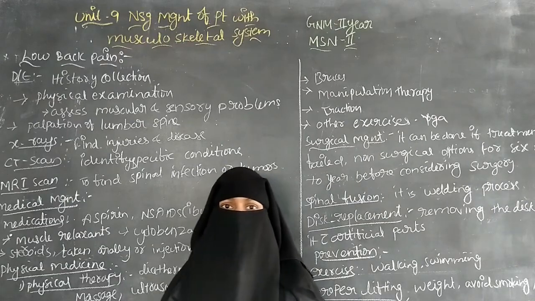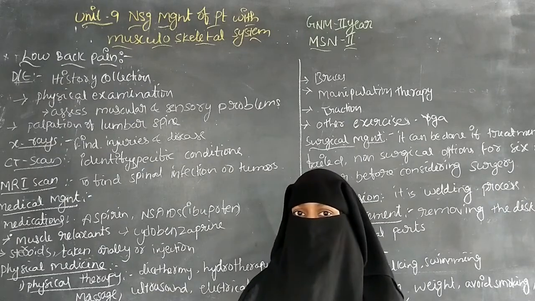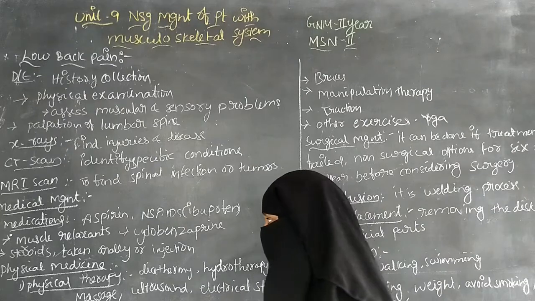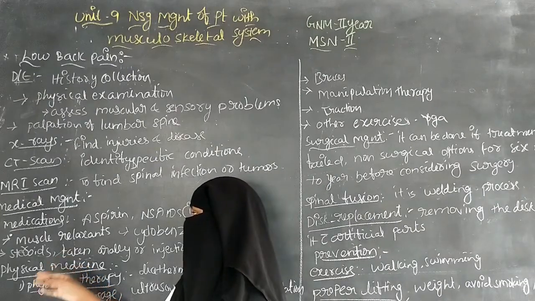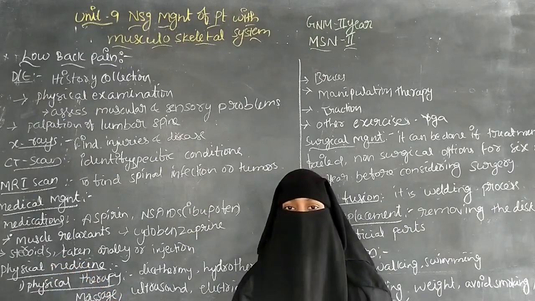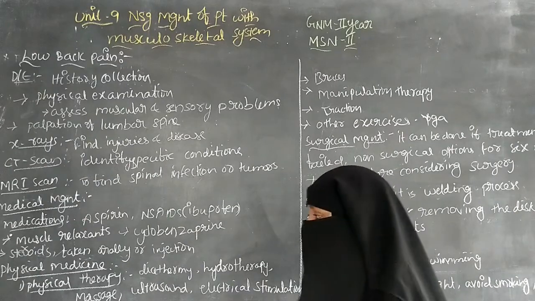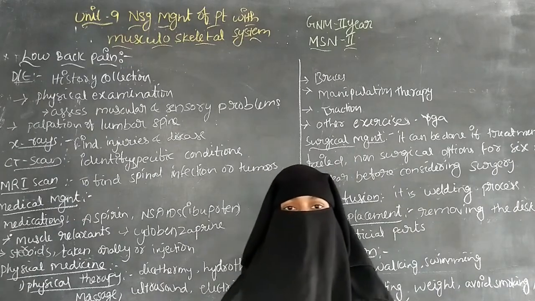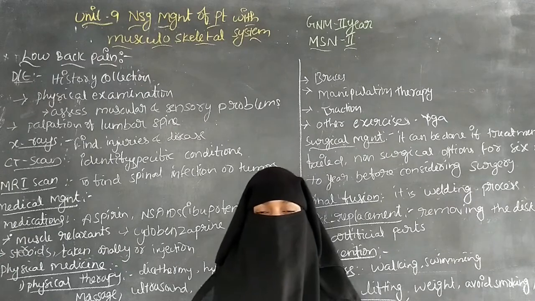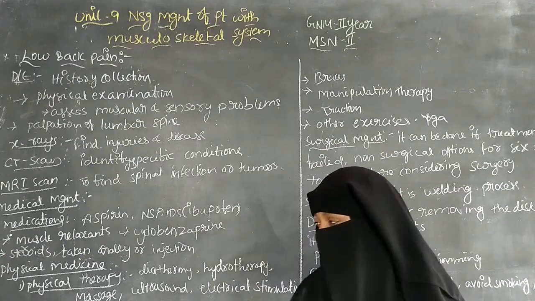Cyclobenzaprine is a muscle relaxant and it can be given for relief from muscular spasm. Next one is steroids. Steroids can be given orally or by injection. We can give the injection directly into the spaces of the spinal cord.